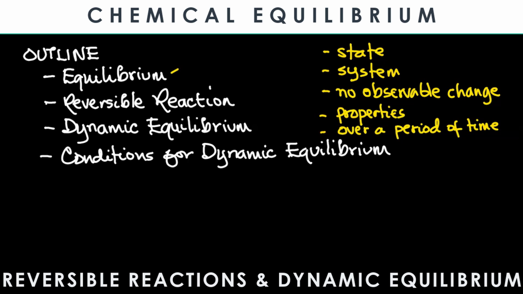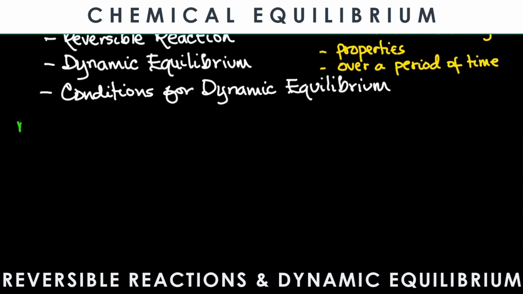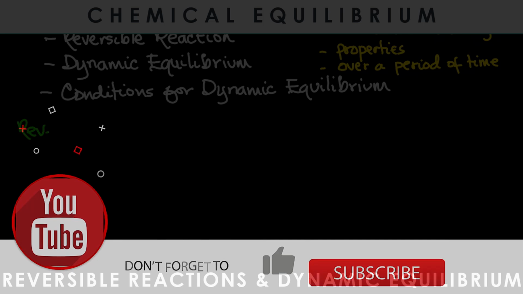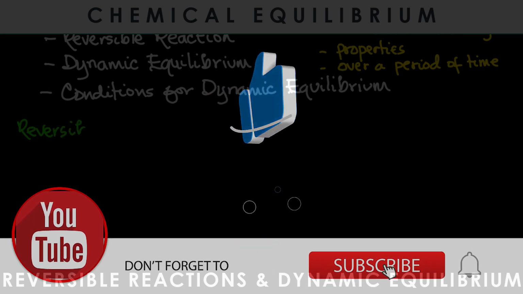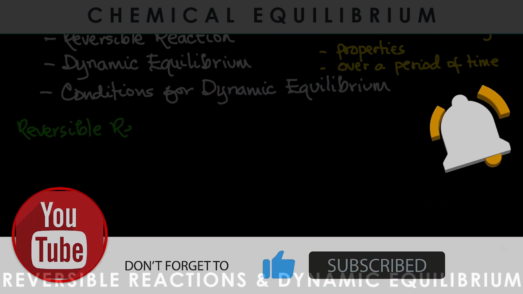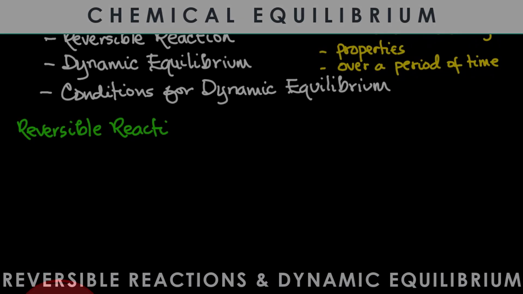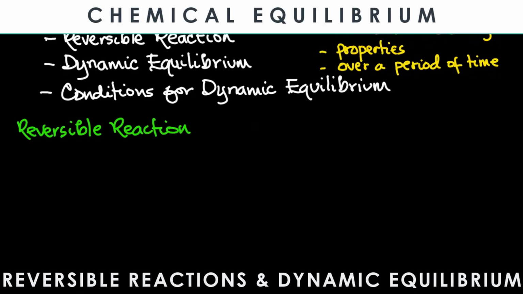All right, let's take it further now. For equilibrium to be attained in a chemical system, there's a condition that must be in place first. That system must be reversible, right? Okay, so what do we mean by reversible?